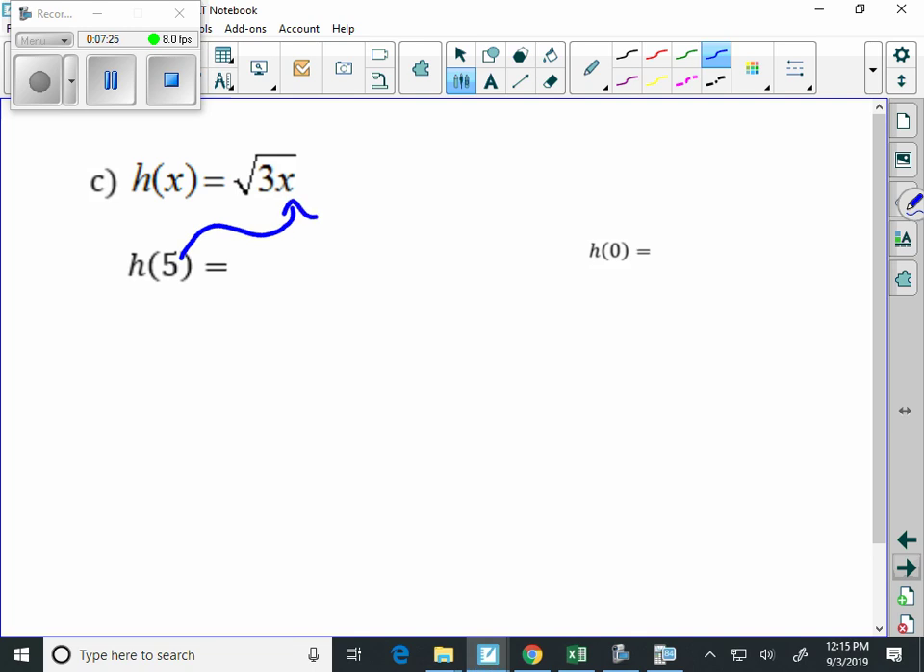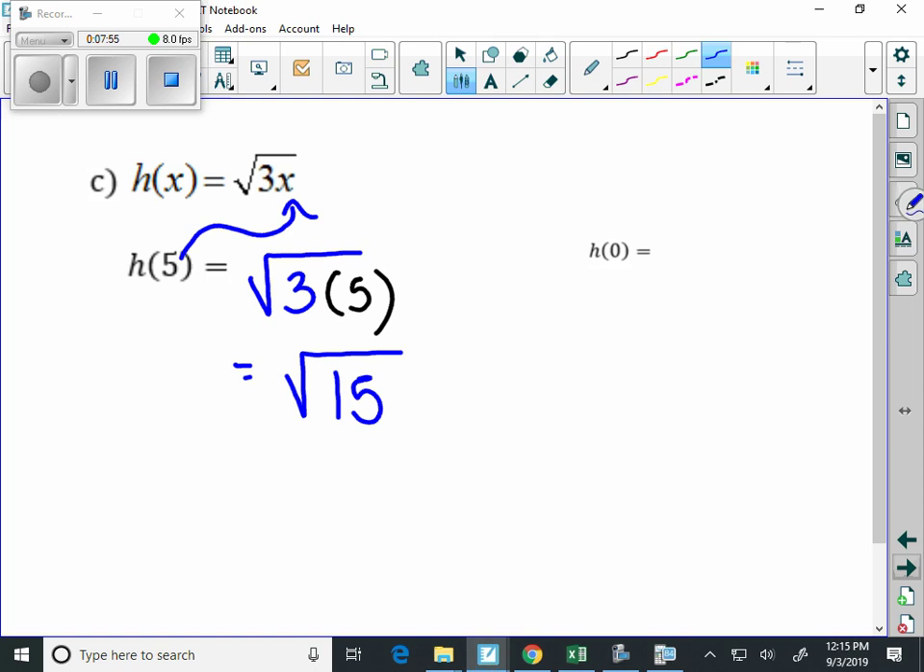So this is going to become the square root of 3 times 5. And we can simplify that just slightly, because 3 times 5 is 15. It's the square root of 15 when we look at this function altogether. 5 is the input. The square root of 15 is the output. 5 is the x. The square root of 15 is the y.